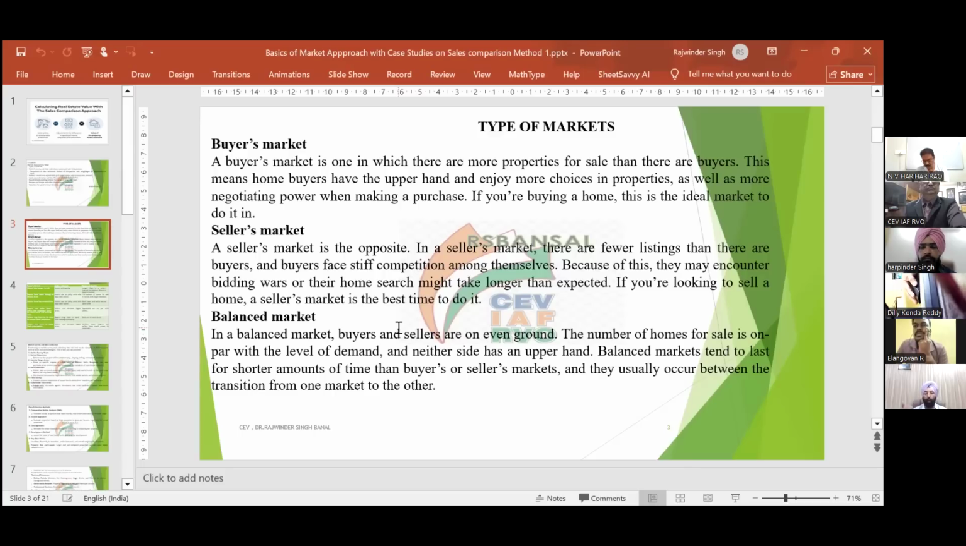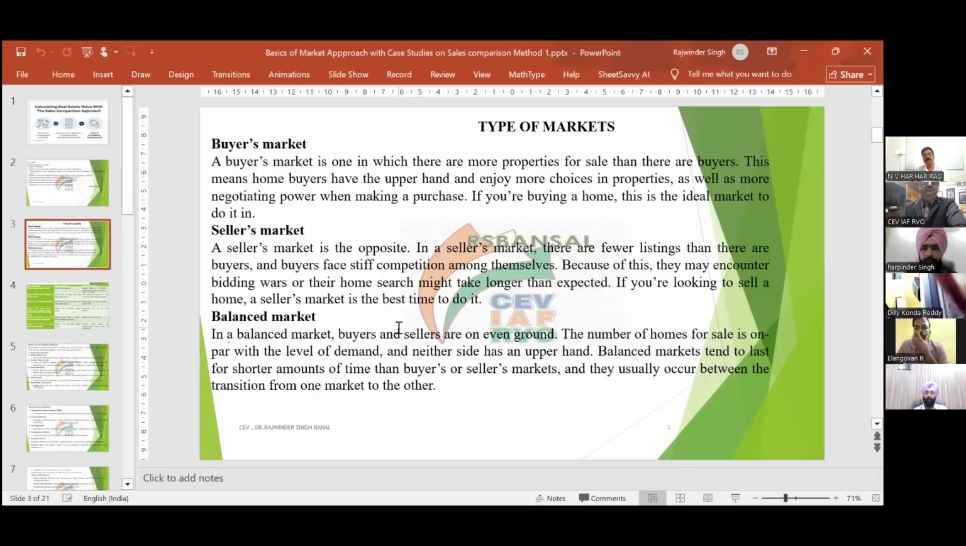buyers can choose from whom to buy the property. And of course, they can do more things to buy the property at the least possible price, because the number of listings is more than the number of buyers. The number of properties which are for sale are more and the number of buyers are less. So that is a buyer's market.